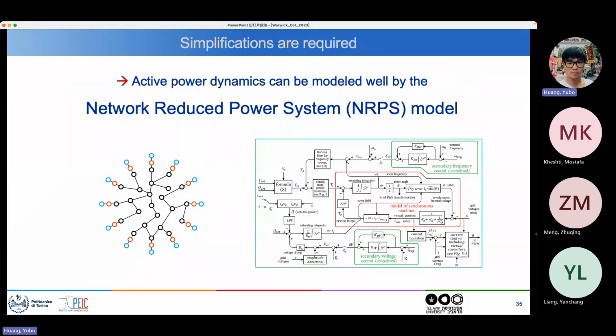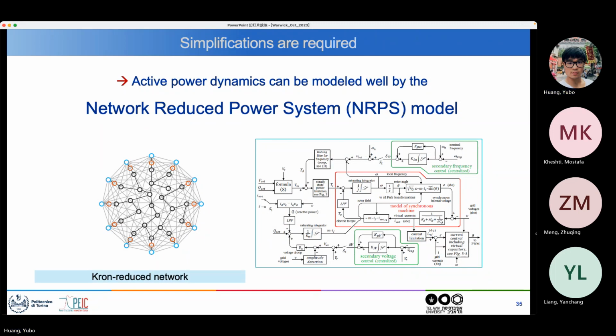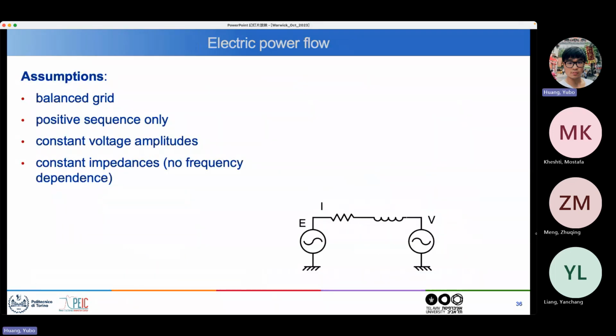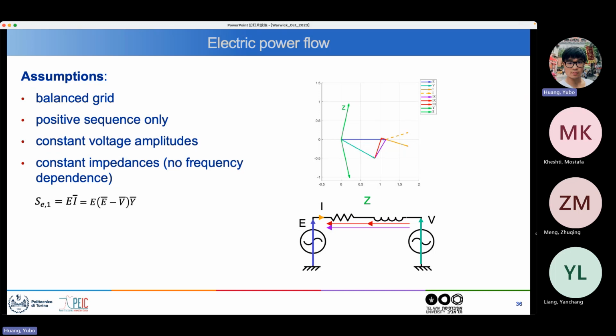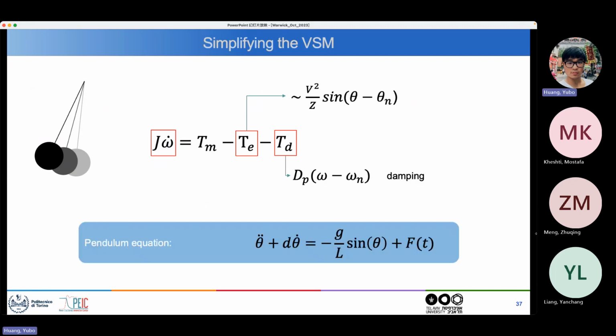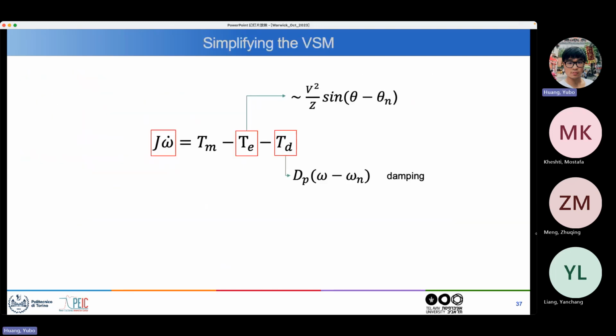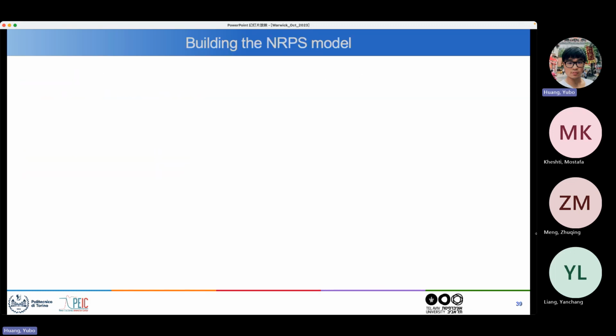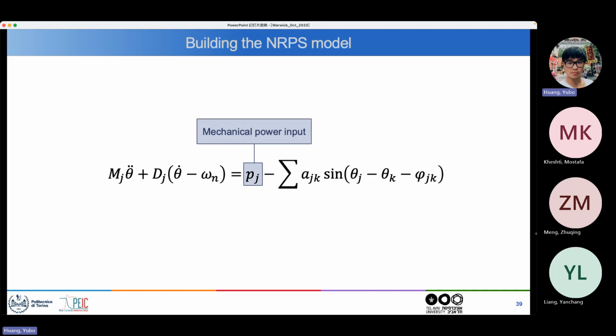Network, okay. To understand the electrical friction, you need a certain reduced model of the power system, which is called the network reduced power system model. This is the swing equation. This is the basic ingredient of the network reduced power system model. Here, this is it. This is an NRPS model.